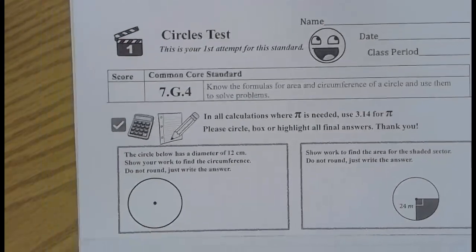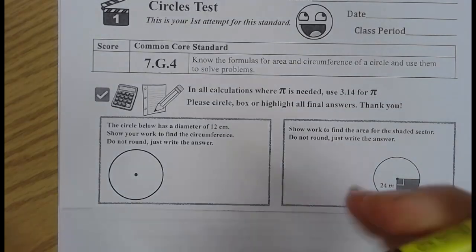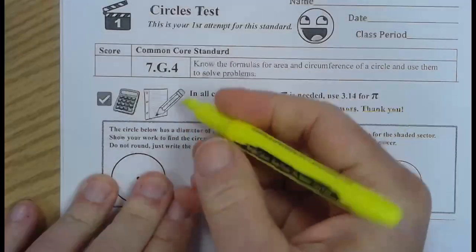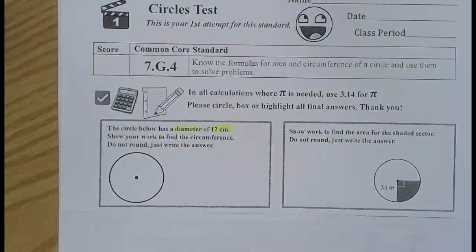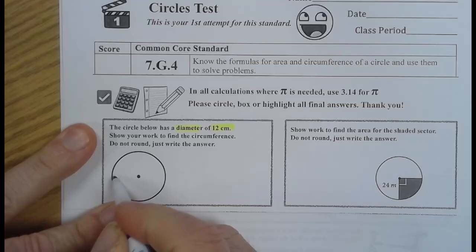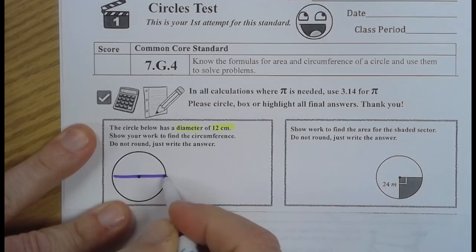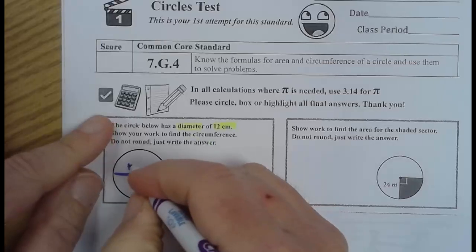The circle below has a diameter of 12 centimeters. Show your work to find the circumference. So we've got diameter 12. I always think it's helpful to make a little illustration to help out. Diameter goes from edge to edge, passes through the center, so that is 12.